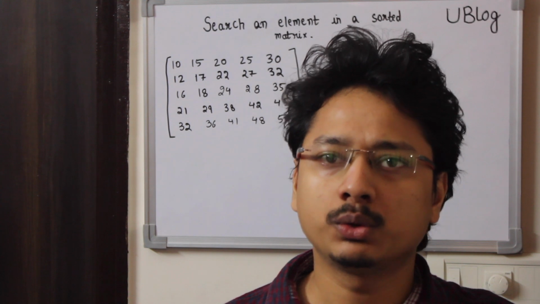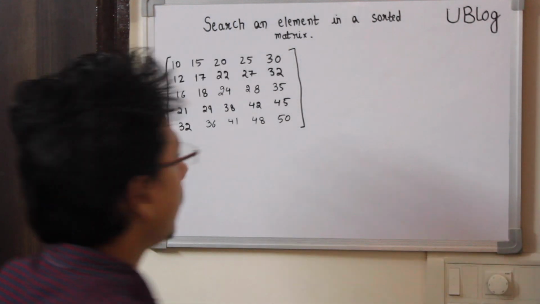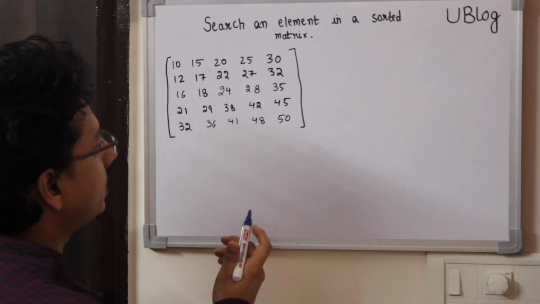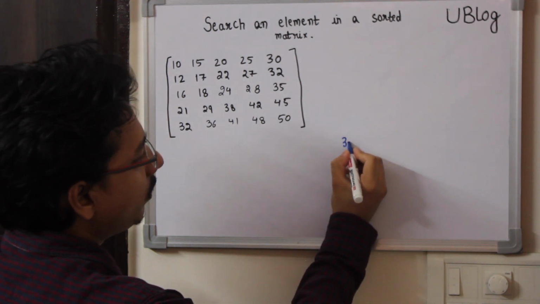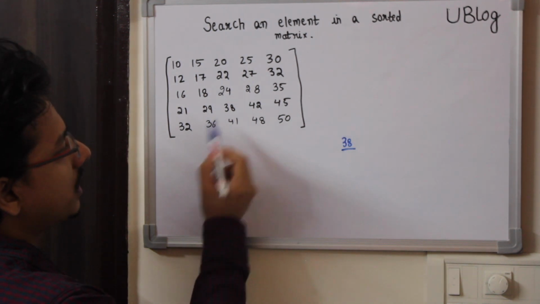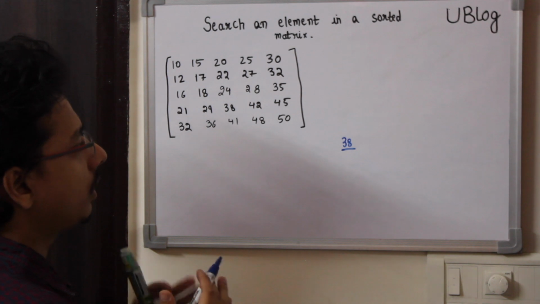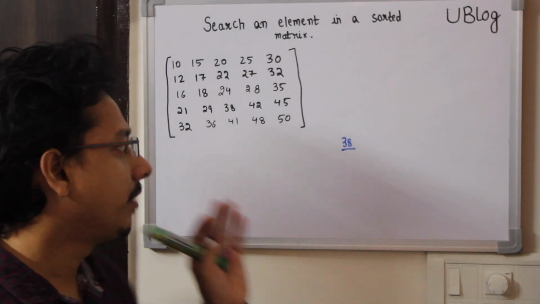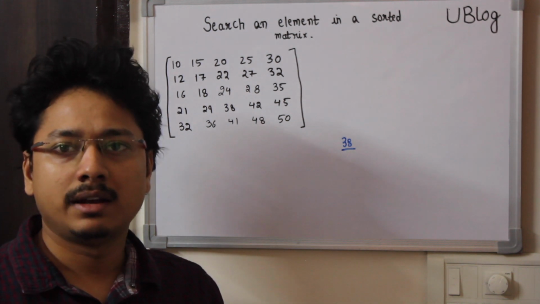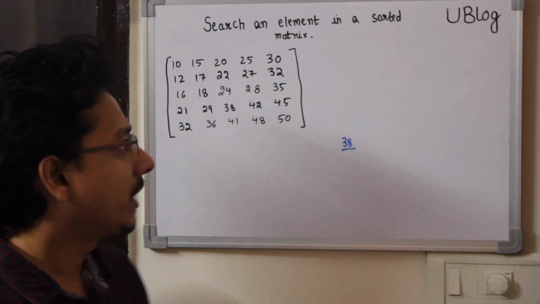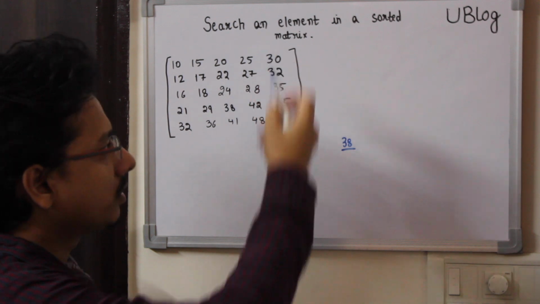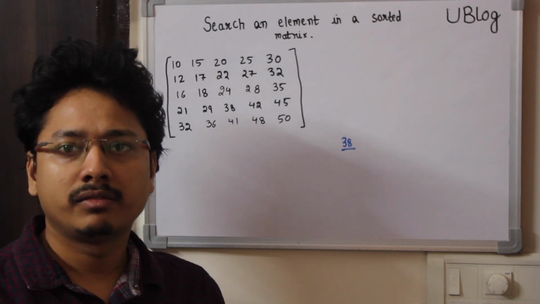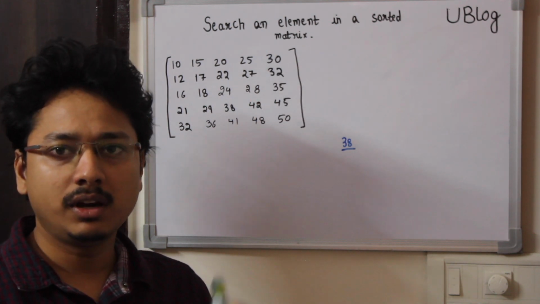So what can we do to search for an element? For example, we are given this matrix and we need to search for an element with value 38. We know that 38 is present in the matrix. So how do I search in the matrix? The very first thought which comes to my mind is traversing all the elements in the matrix and matching them with the required element. So I can traverse all the rows and all the columns and find if any element in the matrix matches the required element.